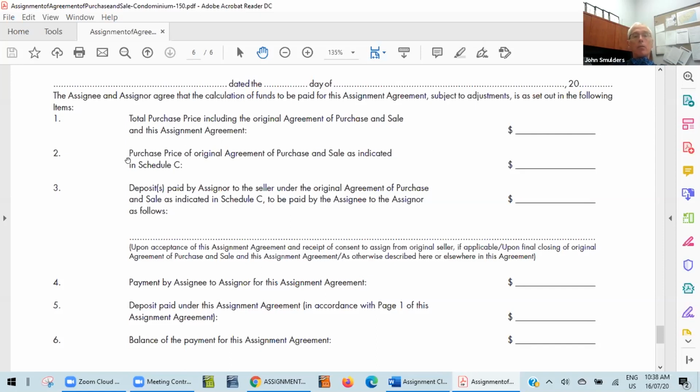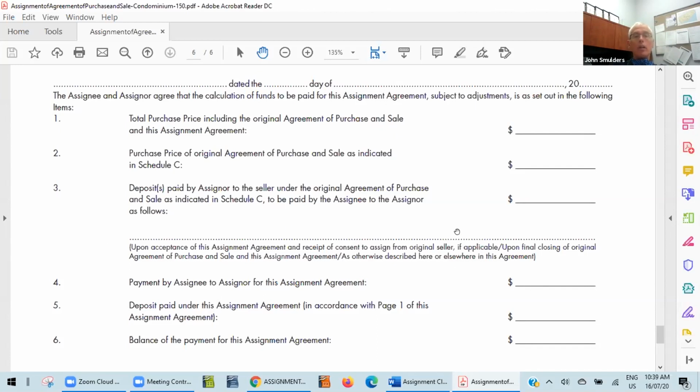The purchase price of the original purchase of the builder's contract in Schedule C, right? So you have that there. The deposit paid by the assignor to the seller under the original agreement of purchase and sale is indicated in Schedule C. This is the builder's deposit that goes here, okay? Then this little line here, this is where it gets confusing. This dotted line is not a break in the page. This dotted line is these choices, all right?